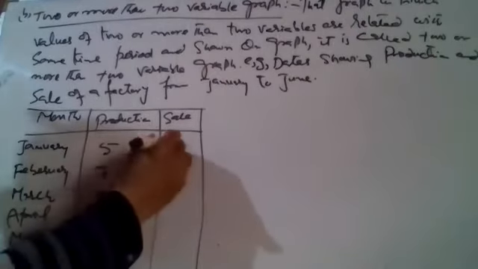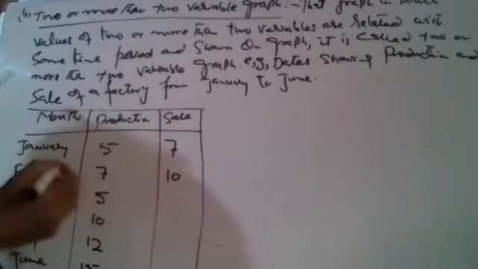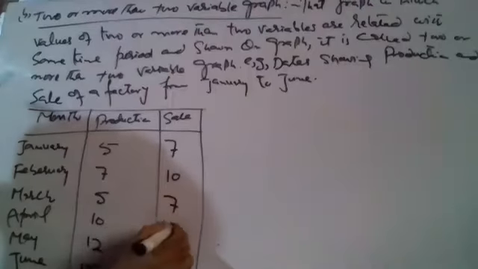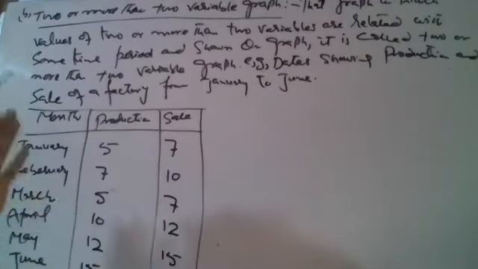Sale is, for example, 7, 10, 7, 12, 15, 17. So this is production and sale of a factory.